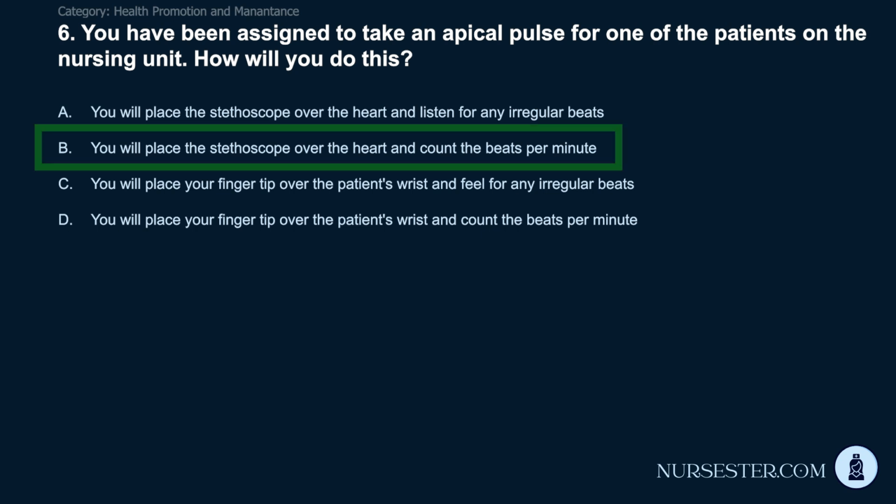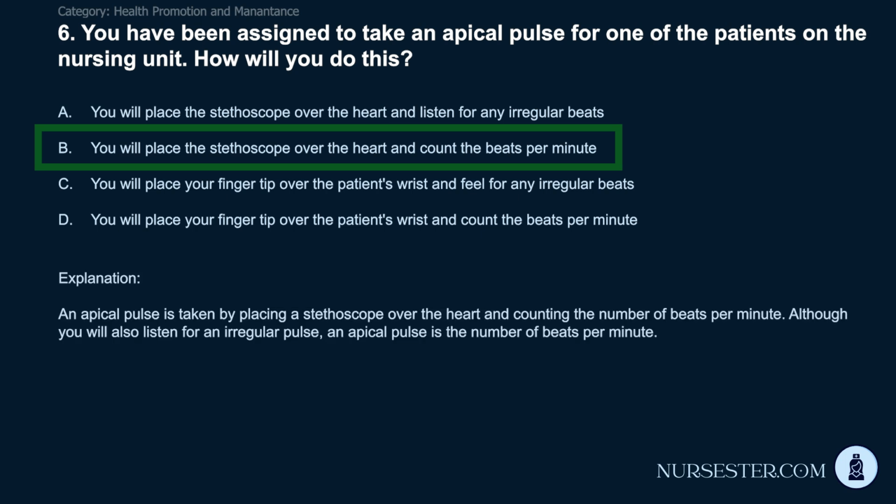Correct answer, B. You will place the stethoscope over the heart and count the beats per minute. An apical pulse is taken by placing a stethoscope over the heart and counting the number of beats per minute. Although you will also listen for an irregular pulse, an apical pulse is the number of beats per minute.